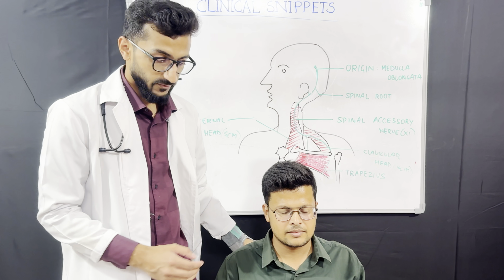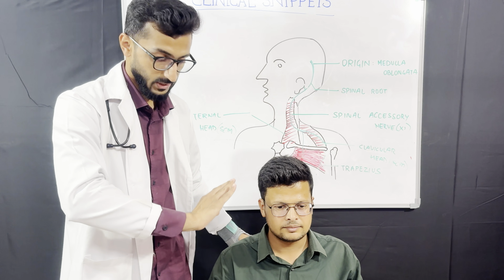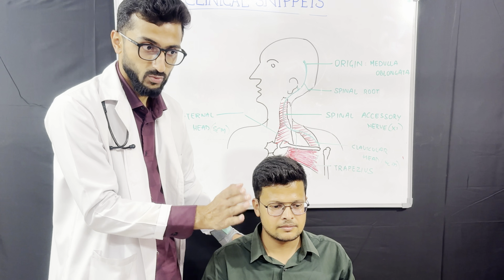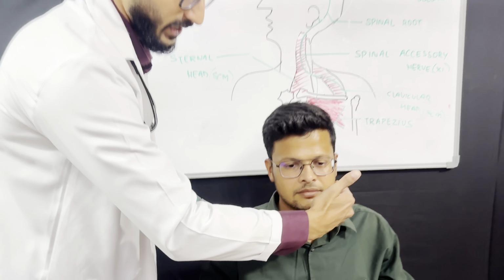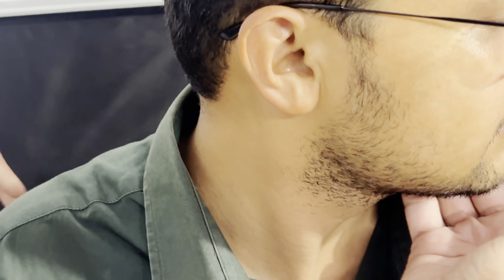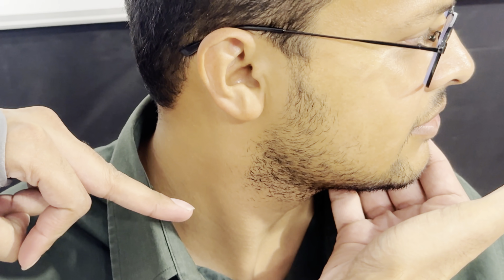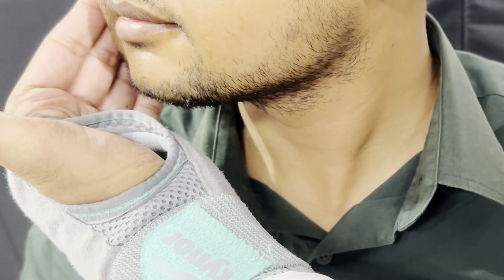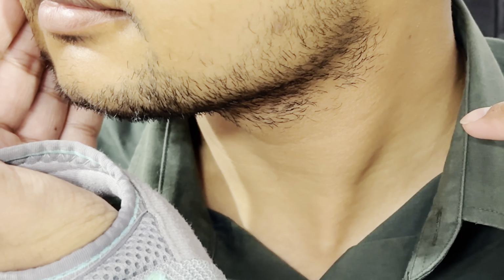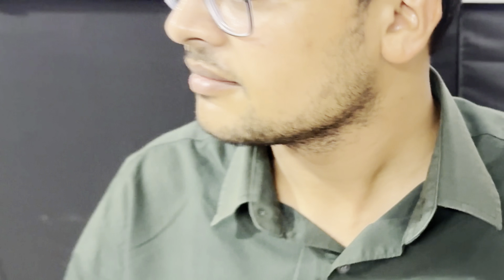In this, we'll apply a firm pressure and the patient is asked to move the head from the midline towards the left side. Here we can see the sternocleidomastoid becomes prominent. Similarly, we'll ask the patient to look to the midline, then we'll apply a pressure and ask the patient to see to the right side, and the left side sternocleidomastoid becomes prominent. Here you can see the prominence of the sternocleidomastoid.